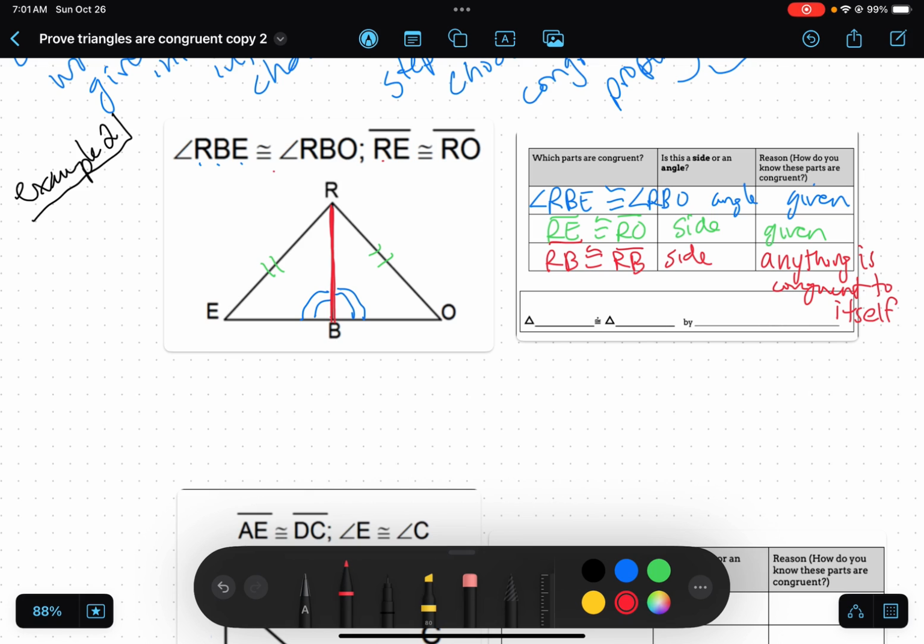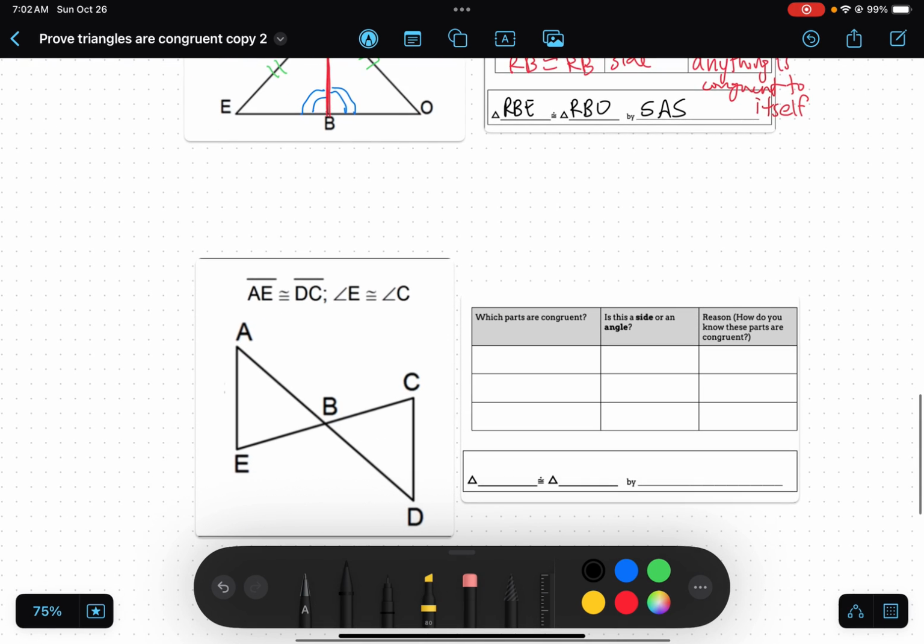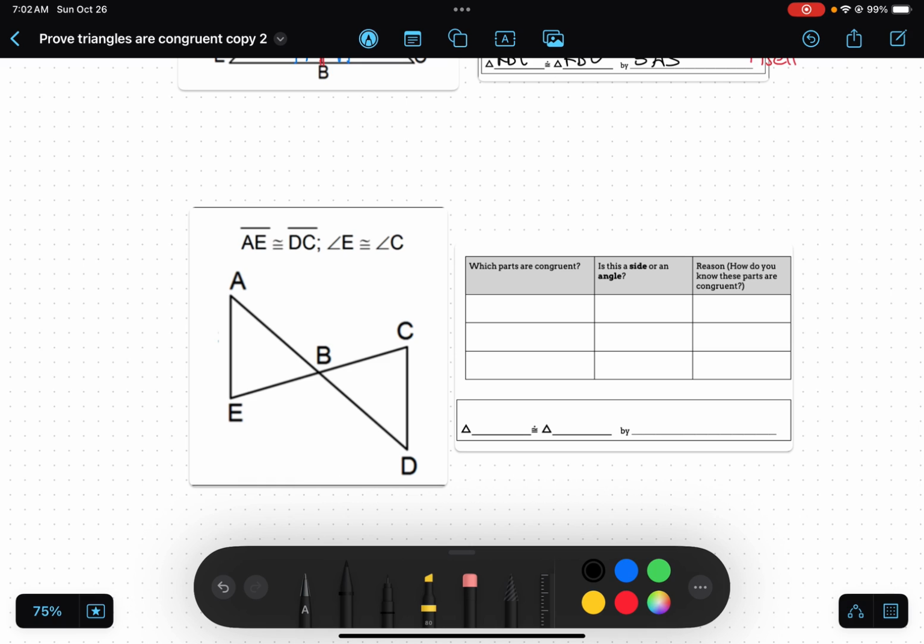So I actually have side, angle, side again, so let me list out my triangles. I'll say RBE is congruent to triangle RBO by side, angle, side. Because even though they only gave me 2 pieces of information, it was still enough to know that the triangles were congruent. Okay, we'll do one more example, and then we'll practice some harder ones in class.